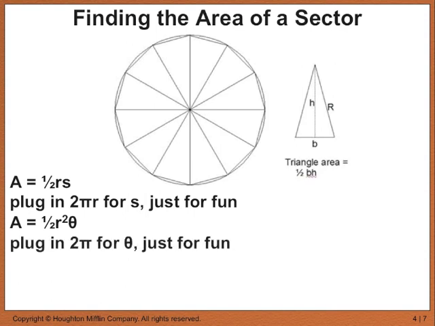Now, plug in 2 pi for theta just for fun. 2 pi, as you know, is the same as 360 degrees. There are 2 pi radians in a full circle. And so if we use that for theta, then the area of a sector will coincide with the area of the entire circle. If I plug 2 pi in for theta, 1/2 r squared times 2 pi, I end up with pi r squared. Pi r squared, the area of a circle.